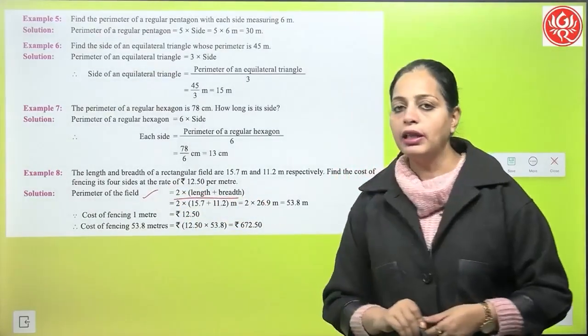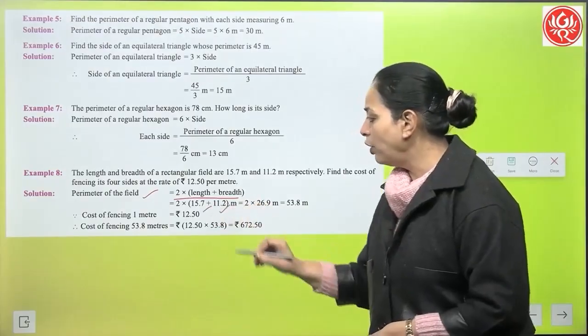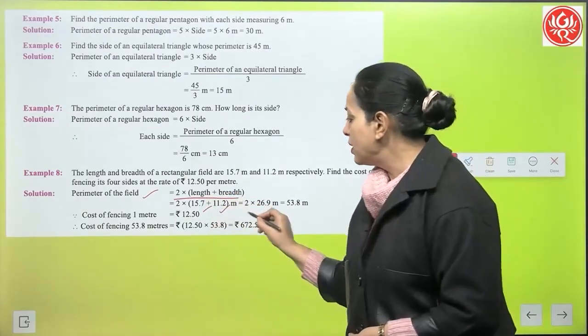So 2 into length plus breadth. Now substitute the value, इन दोनों को add कर देंगे, then multiply by 2.